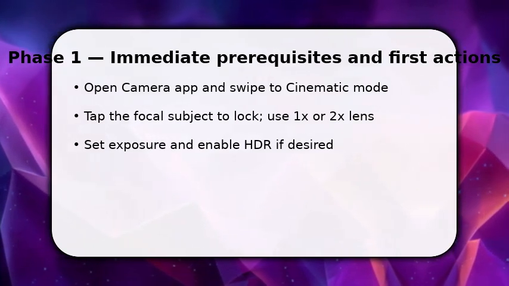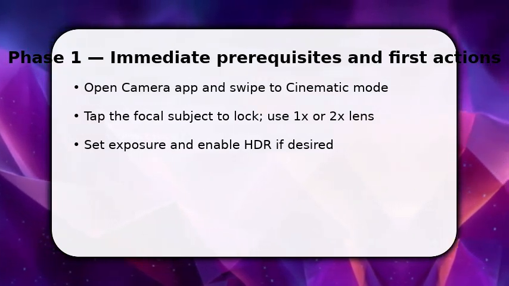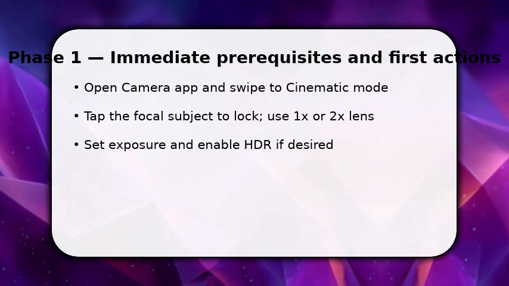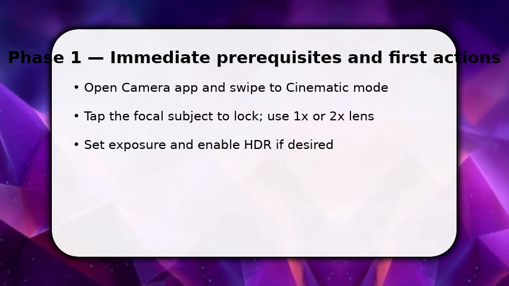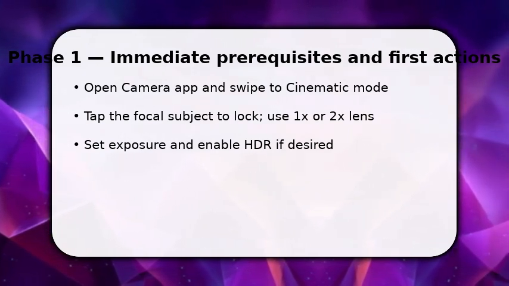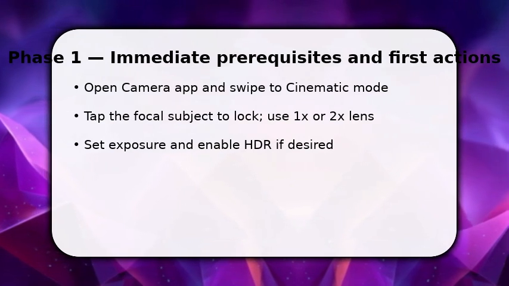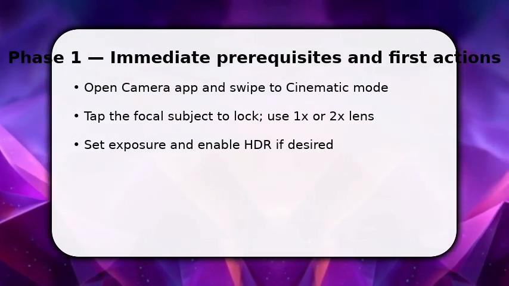Next, adjust exposure with a quick swipe up or down. Making the image brighter reduces noise and shadows, while darker keeps highlights. Make sure to enable or disable HDR depending on contrast. This preserves detail when you have bright sky versus darker foreground.